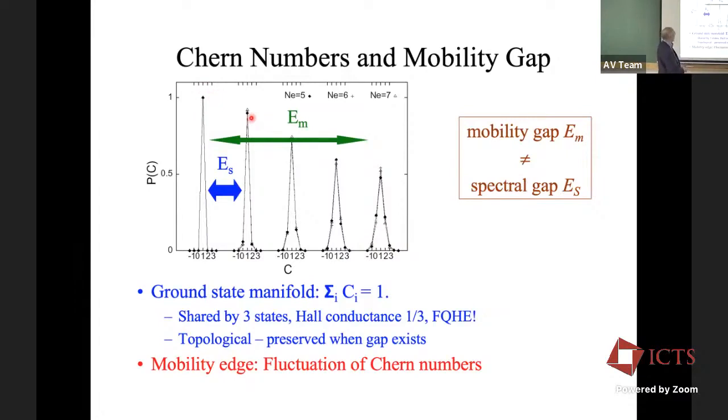On the other hand, if you look at the excited state, you find that there is some probability of having a 0 Chern number state within the manifold of 3. There is a possibility of having 2, sometimes 3. These all depend on the disorder potential and also the exact configuration of the potential.